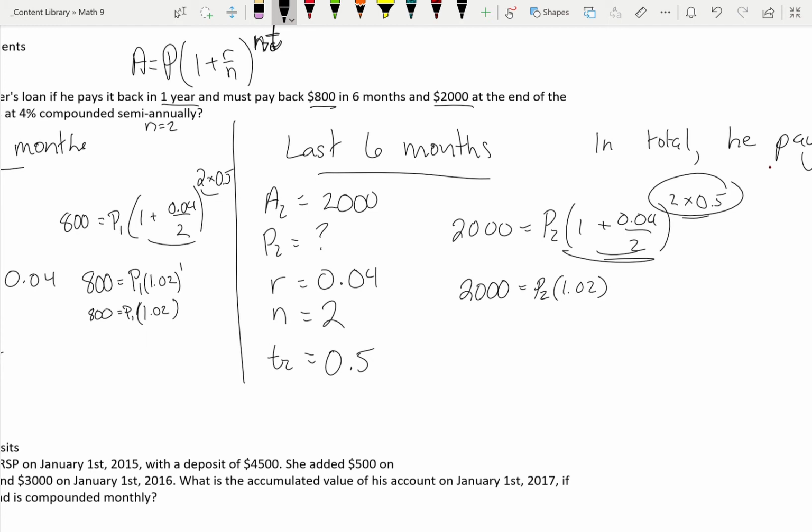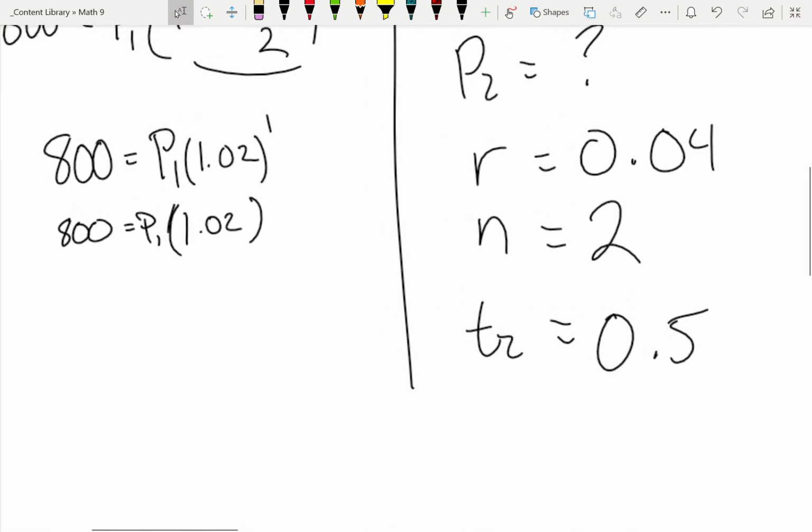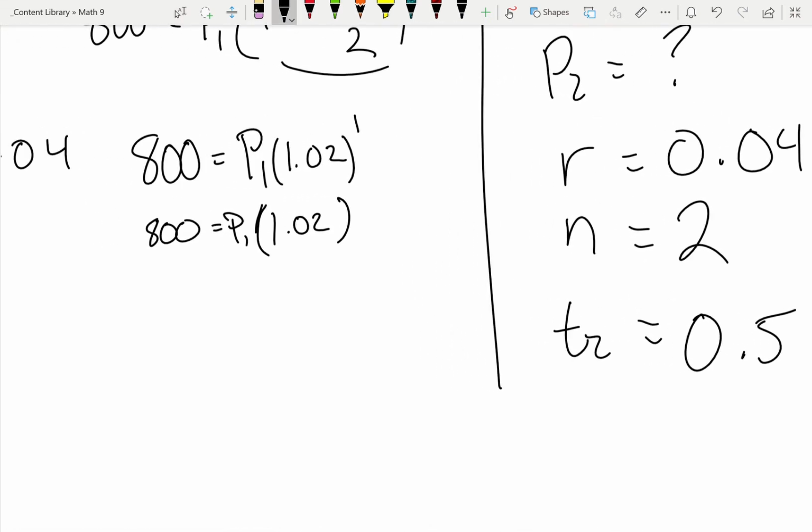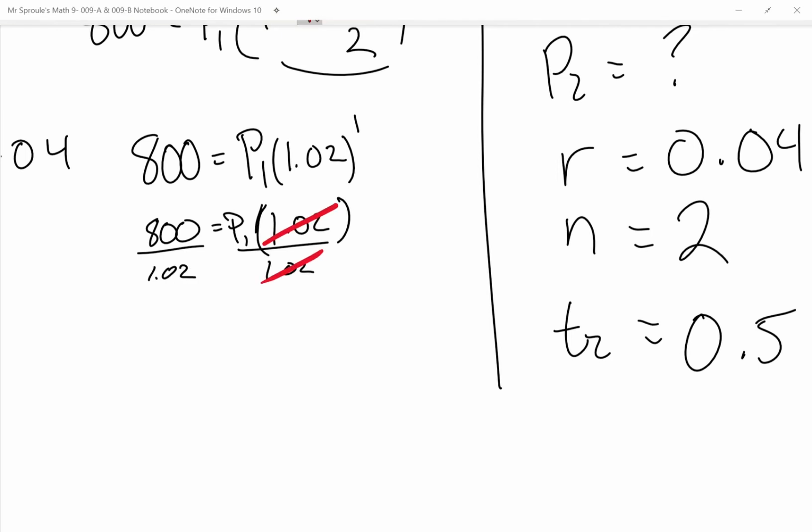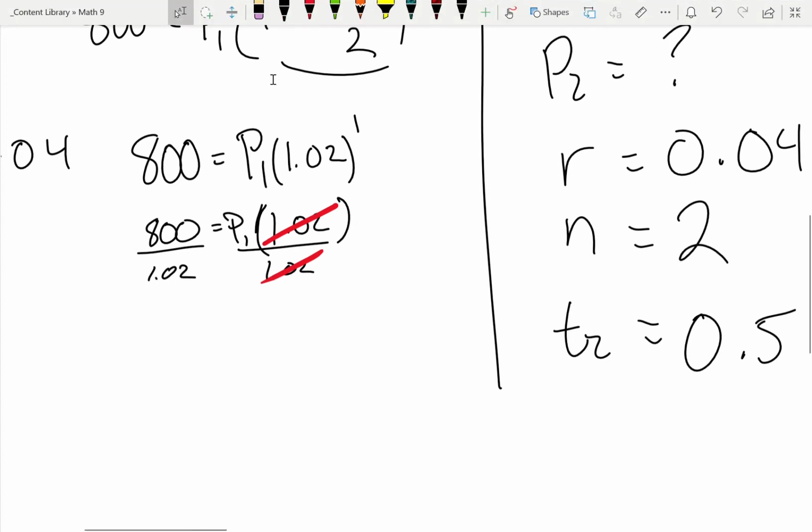So a good thing about this question is that both the first and second half look identical, but I'm just going to be solving using the different numbers on the left-hand side. So 800 is equal to 1.02 times what we put in. So I'm going to divide both sides by 1.02 to cancel out and do the opposite step. So then I'm going to end up with P1 is equal to 800 over 1.02.